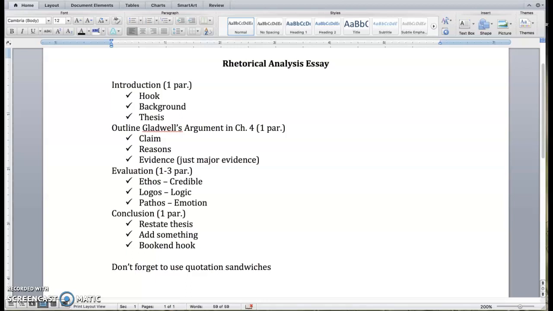You're being asked to evaluate Gladwell's argument in chapter 4, right? And so, first you have to lay out his argument, and then you're going to evaluate it. So, I just want you to think about how you tackle this assignment, and tackle it just like any other essay assignment, which is break it into its parts and think about how you want to go about structuring the essay.